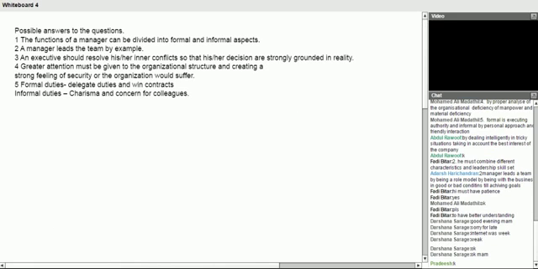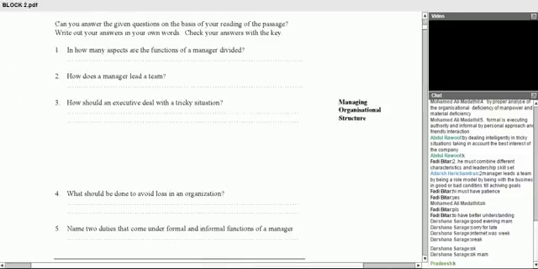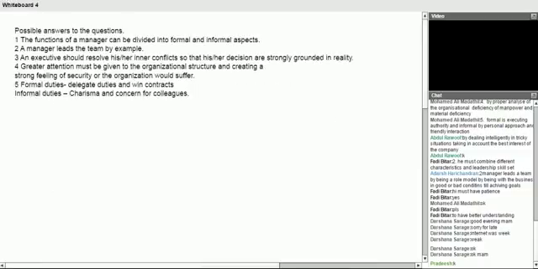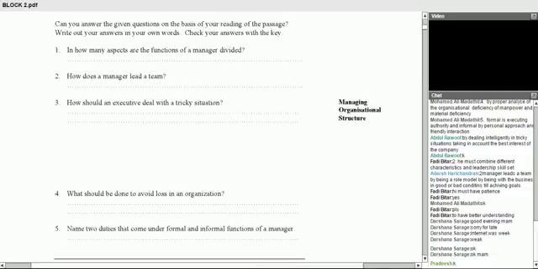A manager leads the team by example. How should an executive deal with a tricky situation? An executive should resolve his or her inner conflict so that his or her decisions are strongly grounded in reality, not biased. Okay, you can even write that they are not biased. He or she doesn't take any biased decisions.